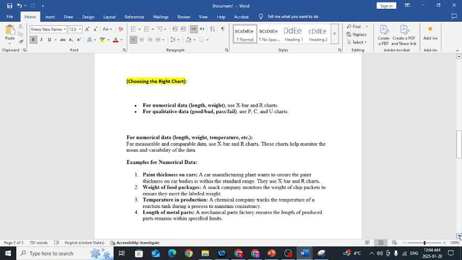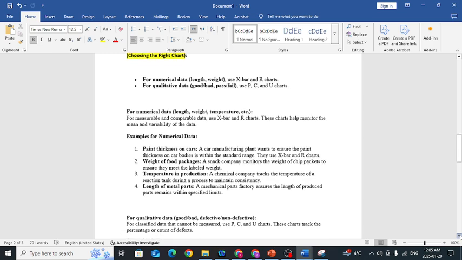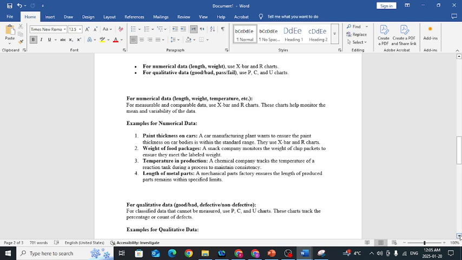Okay, we have some examples that you can look at more closely. Example for numerical data. When you have numerical data, please tell me, which chart should you use for measuring your quality, for example the quality of a product or business? Yes, X-bar and R chart.